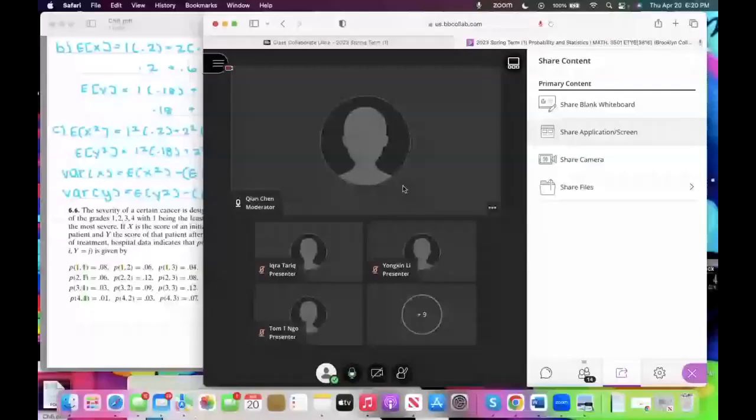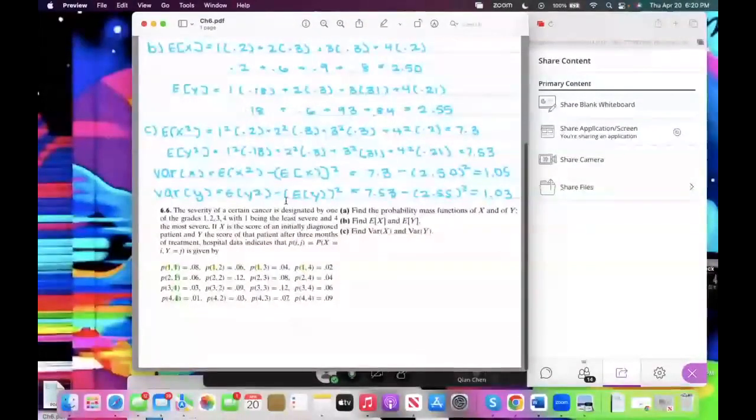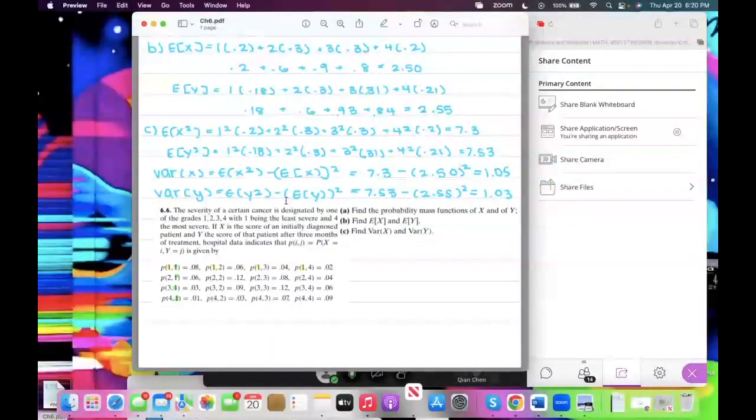Great. All right, so mine's a little long, but the severity of a certain cancer is designated by one of the following grades: 1, 2, 3, 4, with 1 being the least severe and 4 the most severe. If X is the score of an initially diagnosed patient and Y is the score of that patient after 3 months of treatment, hospital data indicates that Pij equals the probability of X equals I and Y equals J is given by the following.